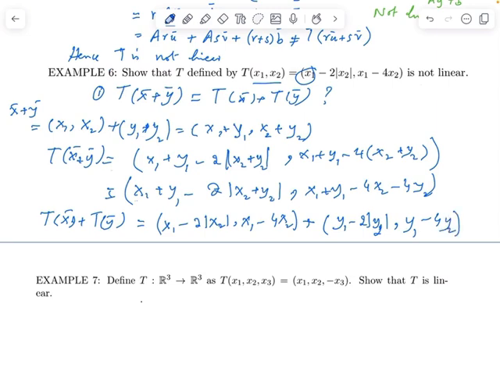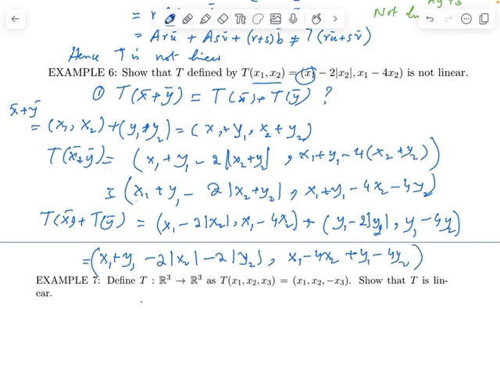Now we add these two vectors. So we get x1 plus y1 minus 2 times the absolute value of x2 minus 2 times the absolute value of y2, and then the other component of the vector is x1 minus 4x2 plus y1 minus 4y2.